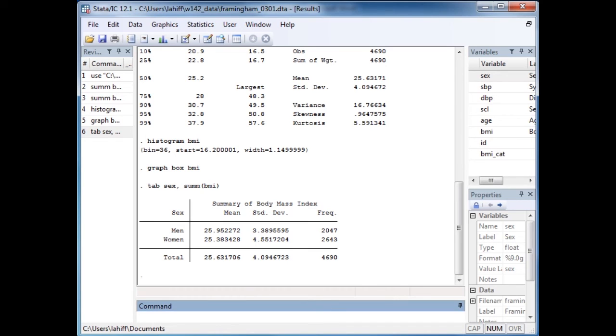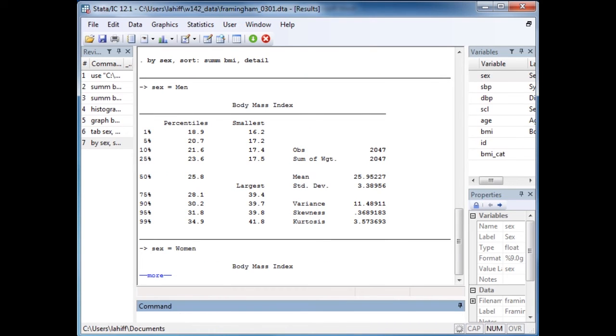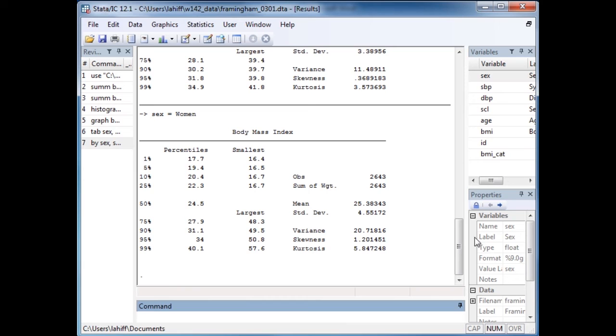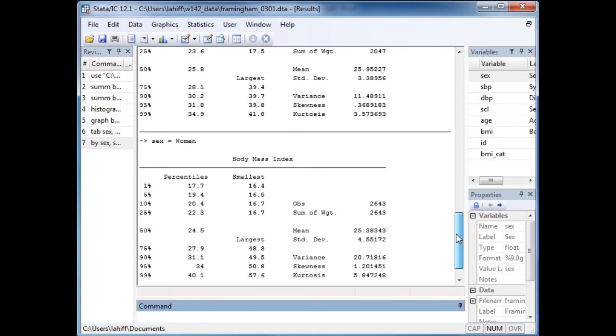If I'd like to take a look in a little more detail, the version of the summary command with the detail option that I'm going to use here is to say by this variable sex, comma sort, colon, which we use with the by prefix for a number of commands, summarize the variable BMI, but give us the details. If you take a look at this, I have a table for the men, and then Stata politely has stopped for us to take a look at that table because these tables are too long to fit in the Stata results window at once. I'm going to hit the space bar so that the table for the women prints, and then I'm going to scroll a little bit so I have most of the information I need to make a few comments about this distribution.